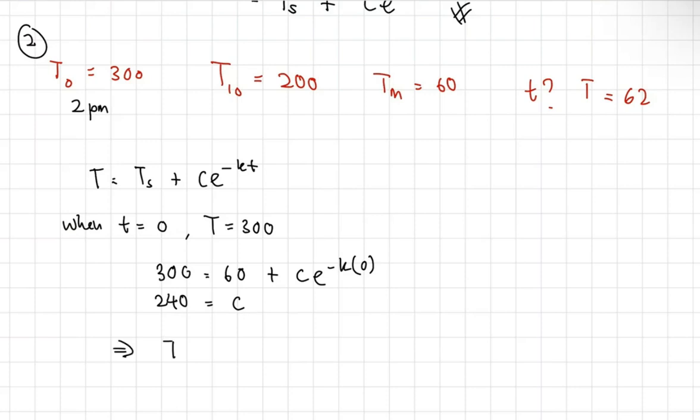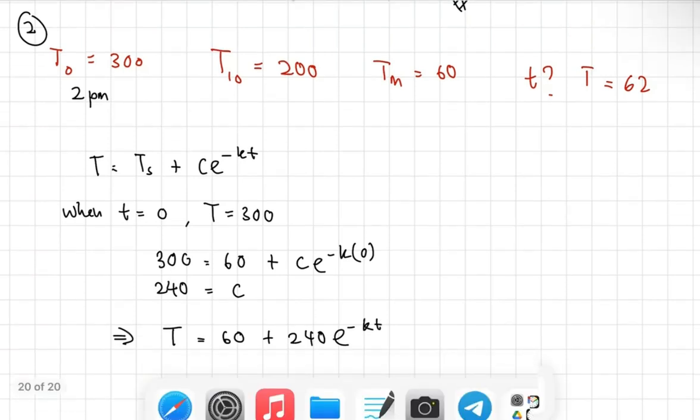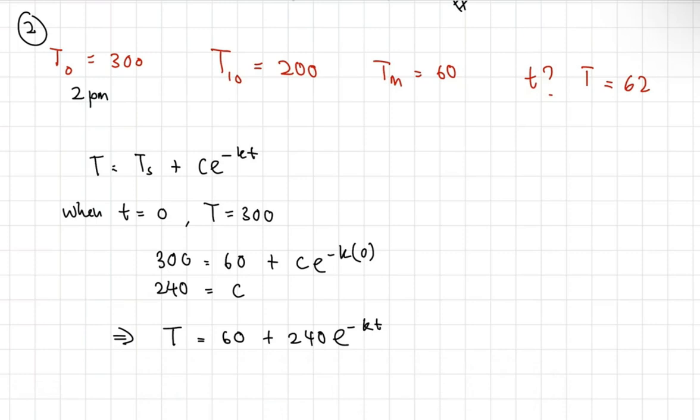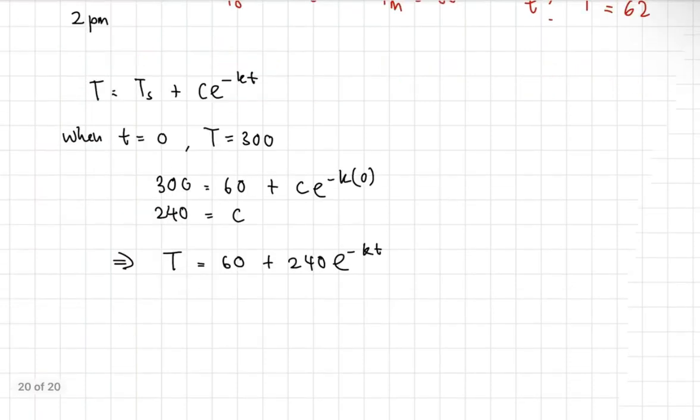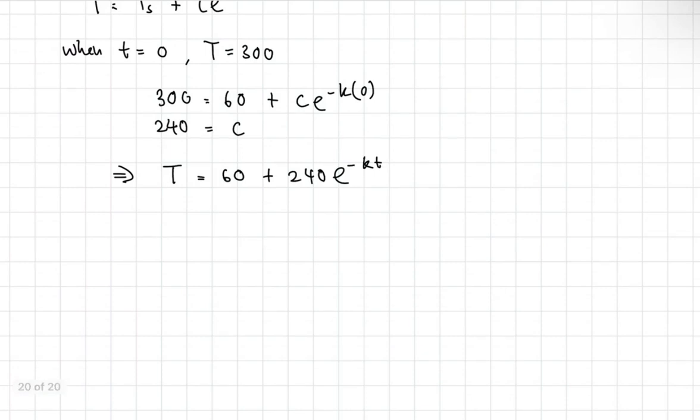So this implies T equals 60 plus 240 exponent minus kt. We already found the value C. Now we need to determine the value k. So we can use the second information. Second information is when t equals 10 minutes, the temperature is 200 degrees.